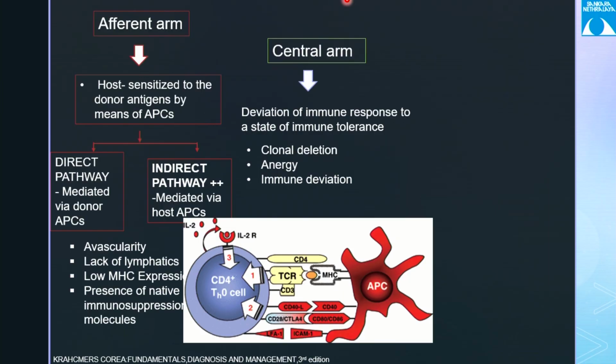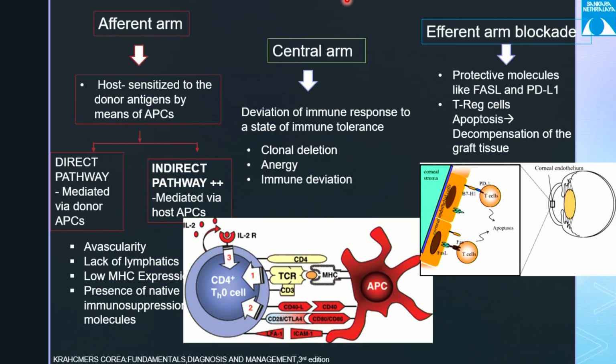Remember, it doesn't happen only in the eye. The central arm causes clonal depletion, anergy, and immune deviation by the spleen and the lymph nodes. It's not occurring in the eye. The efferent arm blockage is because of protective molecules that exist within the eye, like Fas ligand and PD-L, programmed death ligand. Those are there within the cells.